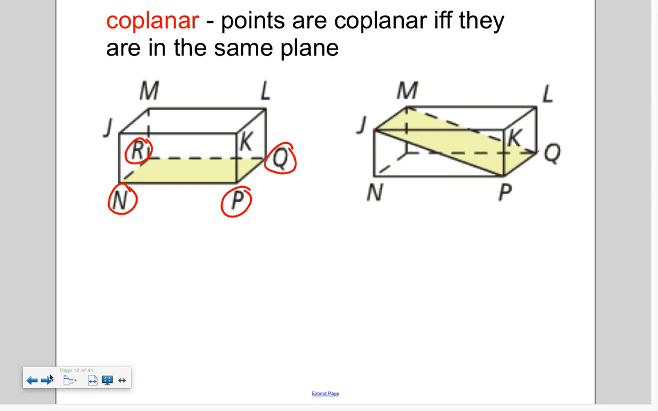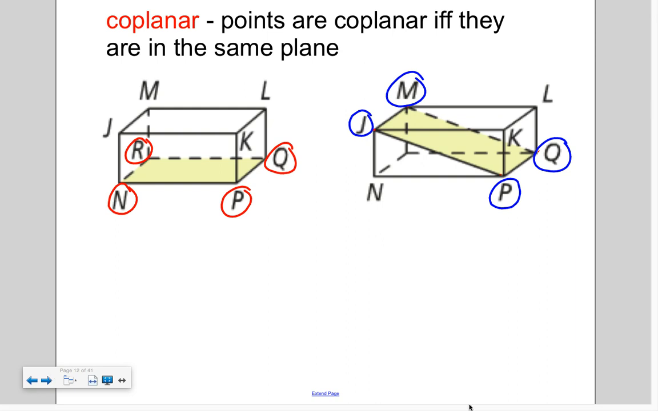The one on the right, we actually have a box with a 5th plane that's diagonally going between the 2 edges, top left and top right. Well, the coplanar points here would be J, M, P, and Q, because they're all on the same plane.